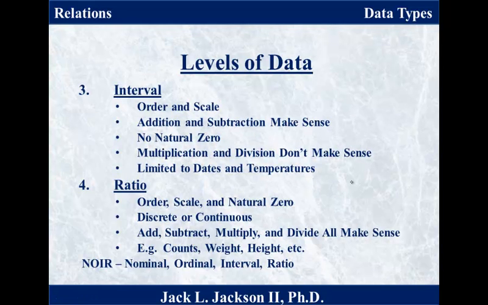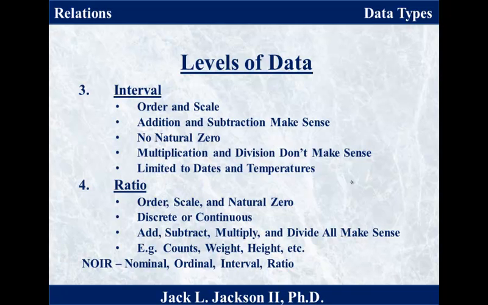Interval data has both order and a scale to it. So addition and subtraction make sense, but there's only one slight difference between interval and ratio data, and that is that interval data has no natural zero. Because of that, multiplication and division don't make sense. And really, interval data is pretty much limited to dates and temperatures. There's no really inherent zero date. Our calendar is based on a particular date that sort of starts it out, but it doesn't really make sense in that sense. And temperature is kind of the same way.